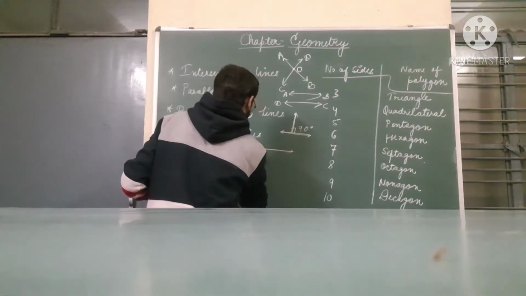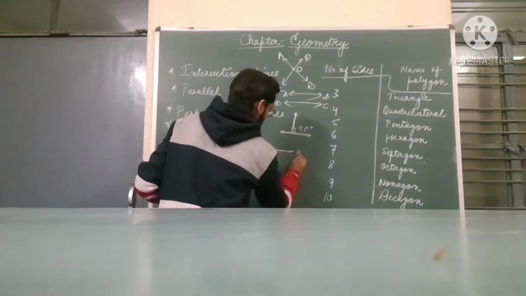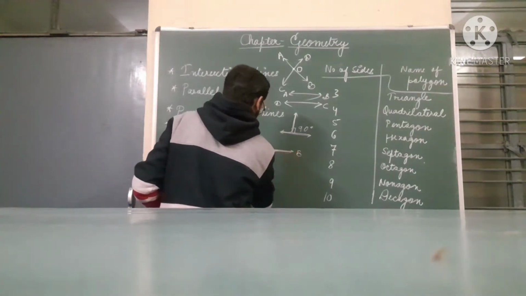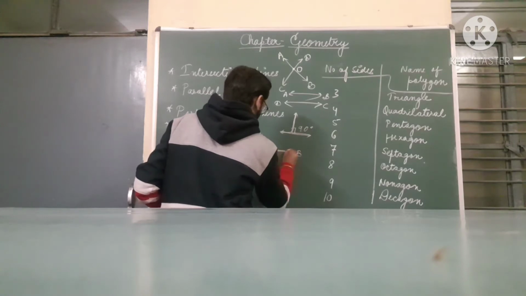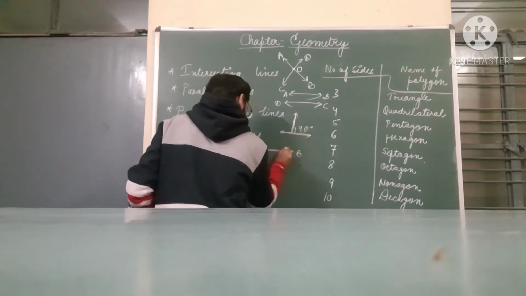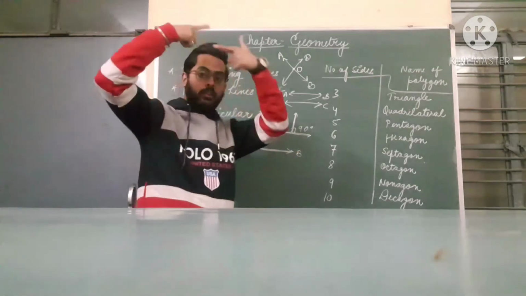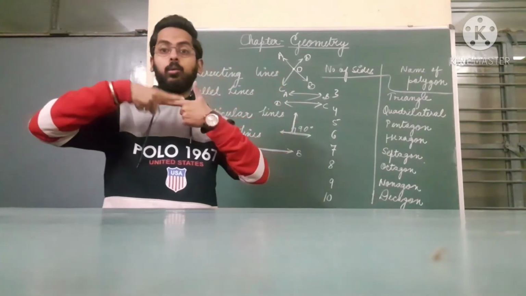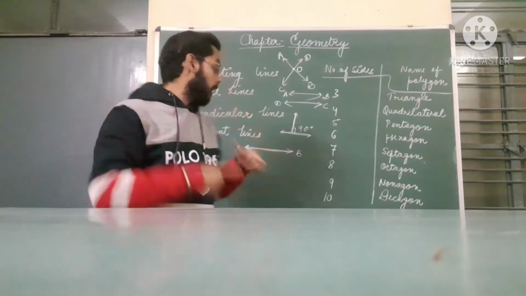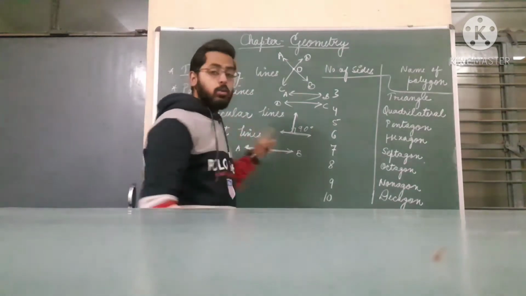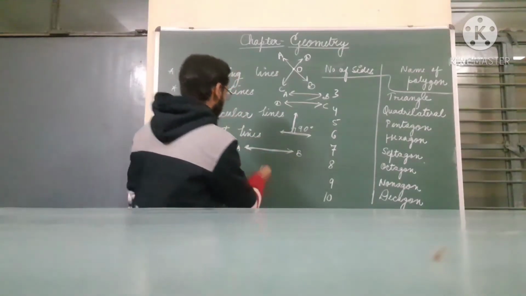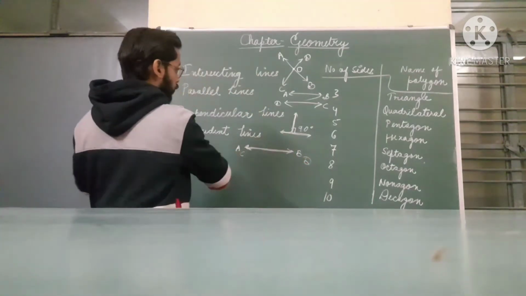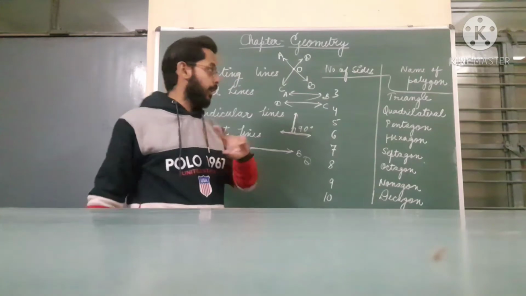Coincident lines are lines, for example, AB. These are two lines. The line goes here, and again that line comes on that line, so both collapse and overlap with each other. When both lines overlap with each other, then they are called coincident lines. For example, we have taken AB and this is also CD. So AB is coincident with CD.